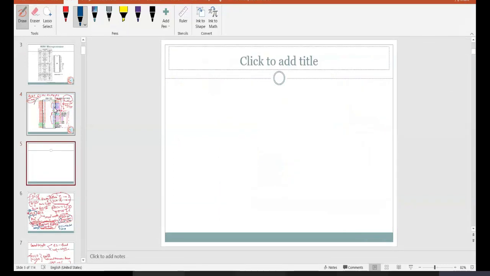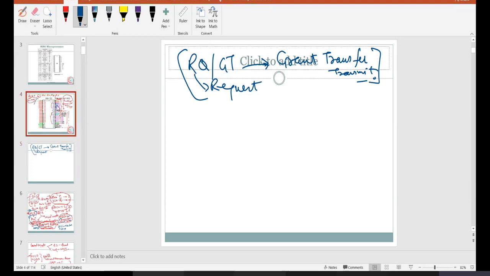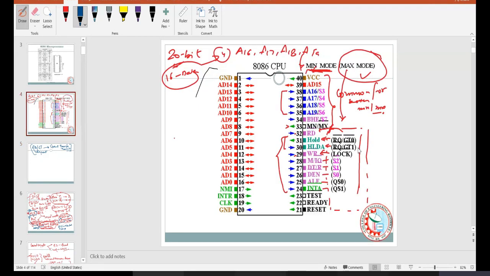So in the maximum mode, the first set of signals are RQ and GT. Fine. RQ stands for request and GT stands for grant, transfer or grant, transmit. It could be anything. So this basically deals with the transfer of data and reception of data by two pins, first pin and the second pin, RQ/GT0, RQ/GT1. So in place of HOLD and HLDA, RQ/GT takes place on pin number 30 and 31 when maximum mode is selected.